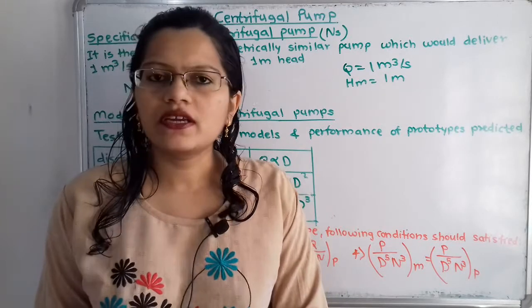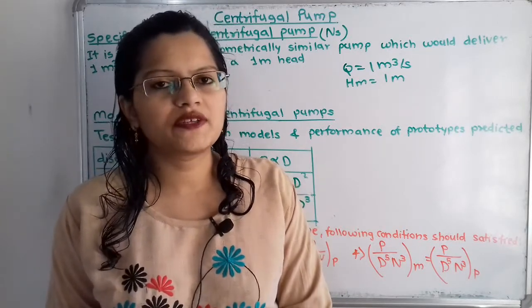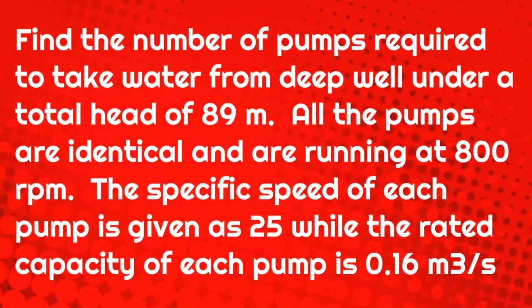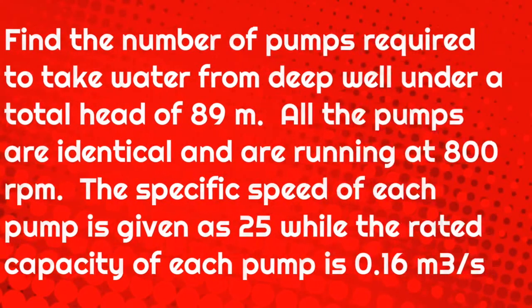Now we will move to the given problem on specific speed. First I will read the problem. Find the number of pumps required to take water from a deep well under a total head of 89 meters. All the pumps are identical and are running at 800 rpm. The specific speed of each pump is given as 25, while the rated capacity of each pump is 0.16 meter cube per second. So this was the given question.